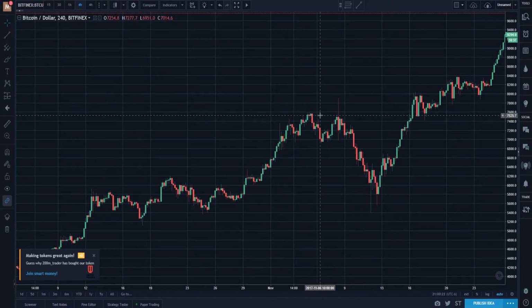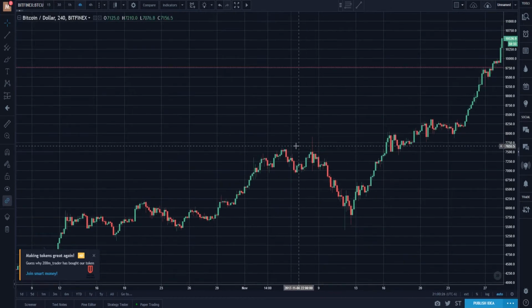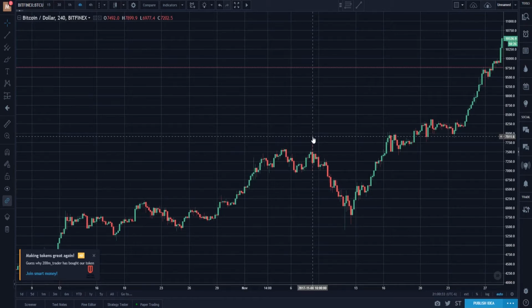Now resistance isn't a set price. I want you guys to understand it's not an exact price level. Like right here, the resistance is not 7,911. That's not the exact resistance, meaning as soon as we touch that, we're going down. You know what I mean? Think of it as a range.